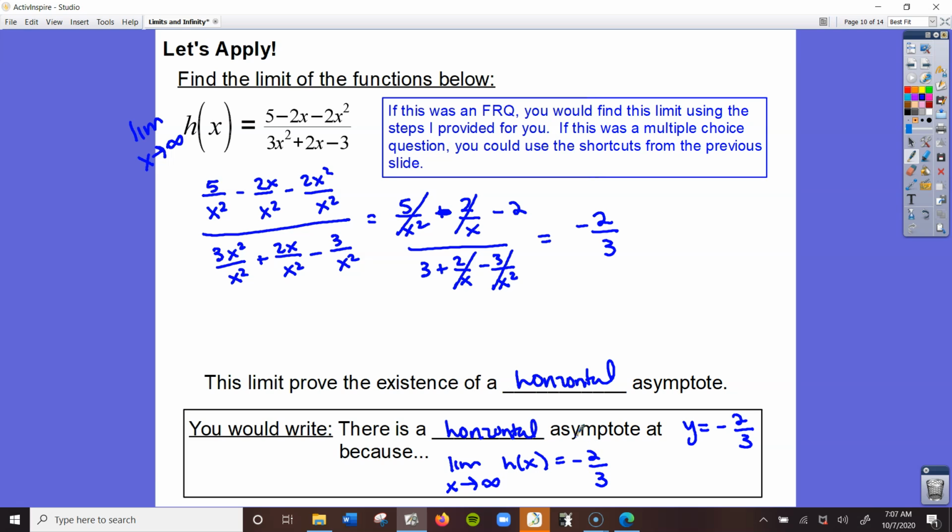Now, just as a reminder, if I were to use a shortcut, I have to look at the highest degree of the numerator and the denominator. Since they are the same, I would just take those coefficients and divide them. So this would leave me with negative 2 over 3, which is what I found here when I did it the long way.